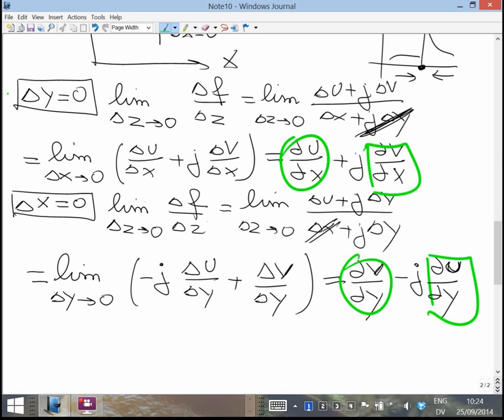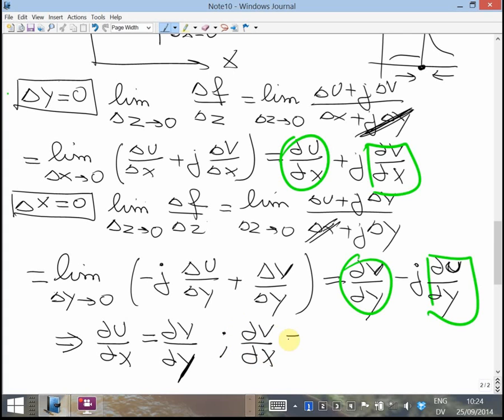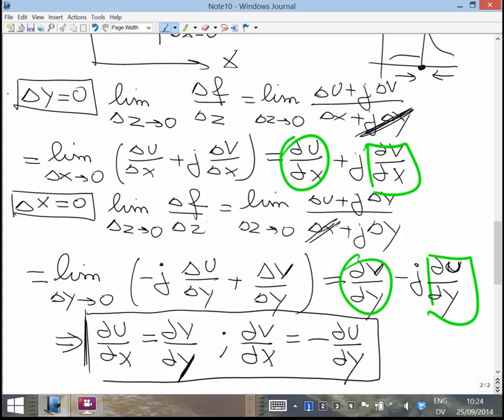We should ask that the real part is equal to the real part and the imaginary part is equal to the imaginary part. So if we impose these conditions, we get that the partial derivative of u with respect to x is equal to the partial derivative of v with respect to y. And we should also get that the partial derivative of v with respect to x is equal to minus the partial derivative of u with respect to y. So if we have a function where the derivative is well defined and independent of direction of approach, these conditions involving partial derivatives should hold.